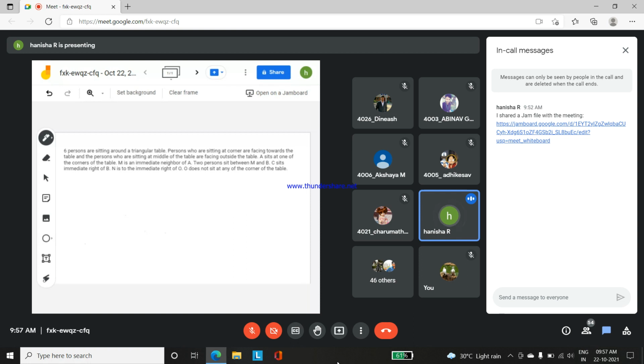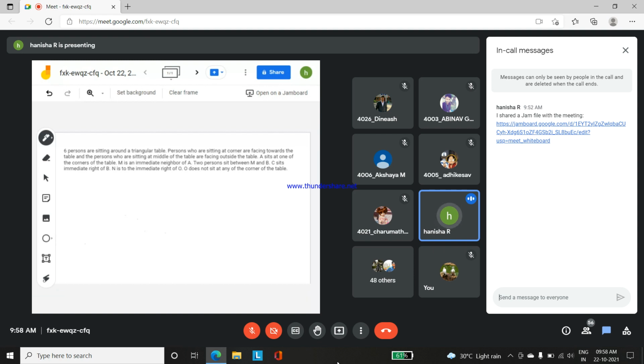Here you have 6 persons sitting around a triangular table. Persons who are sitting at the corner are facing towards the table, and the persons who are sitting in the middle of the sides are facing outside the table. A sits at one of the corners of the table. M is an immediate neighbor of A. Two persons sit between M and B. C sits immediate right of B. N is to the immediate right of O. O does not sit at any of the corners of the table. Okay, so this is the question.